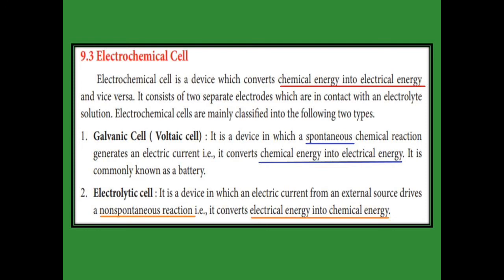The next one, the electrolytic cell. Electrolytic cell means electrical energy is converted into chemical energy, but this cell needs some initiation, so it is called a non-spontaneous reaction. To produce chemical energy, we have to give the initiation for this electrolytic cell.